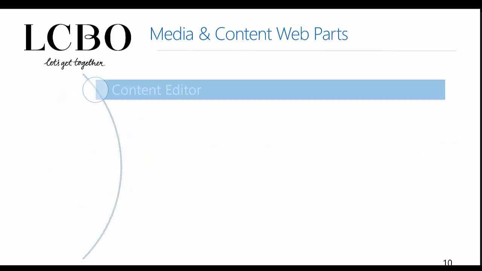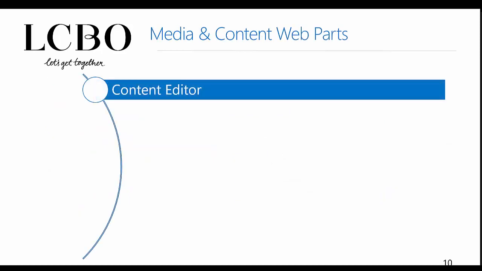Media and content web parts. There's the content editor web part. This is a free-form web part that lets you type text and format it or insert code or just edit the HTML. After you insert this web part on the page, you put your cursor over the web part and you'll see the Format Text tab in the ribbon. There's a button there, Edit Source, if you would like to delve into the code itself. Otherwise, you just start typing text.